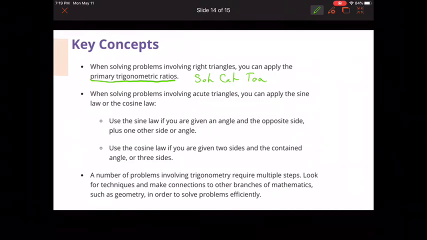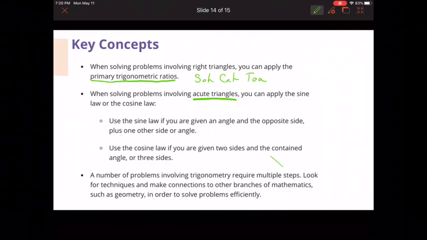When solving problems involving acute triangles, so again, we are only dealing in triangles that have angles under 90 degrees, you can apply the sine law or cosine law. So for those right angles, you're not applying sine law or cosine law. They need to be acute angles right now. Use the sine law if you're given an angle on the opposite side, plus one other side or angle. Use the cosine law if you're given two sides and the contained angle or all three sides. So visually you can look at the problem and know which one you're going to have.